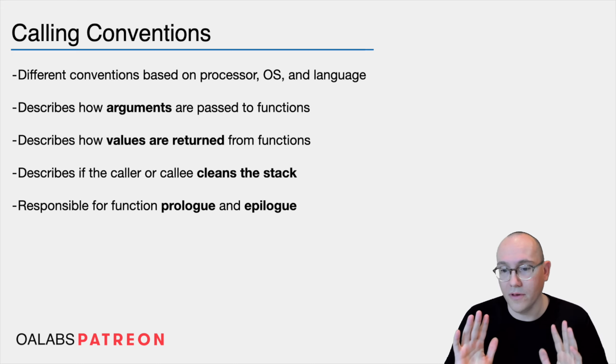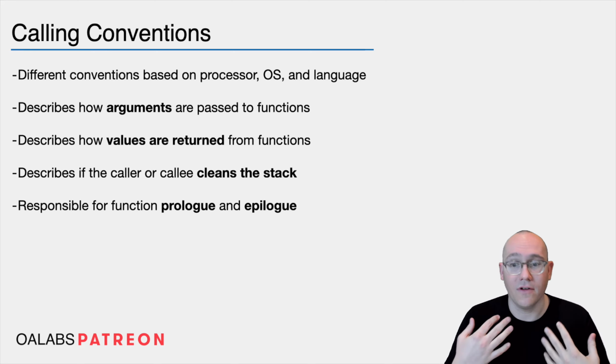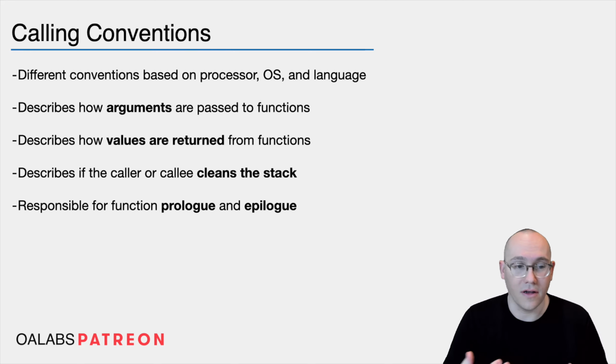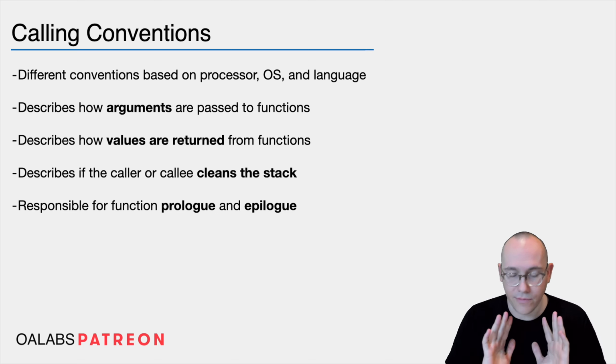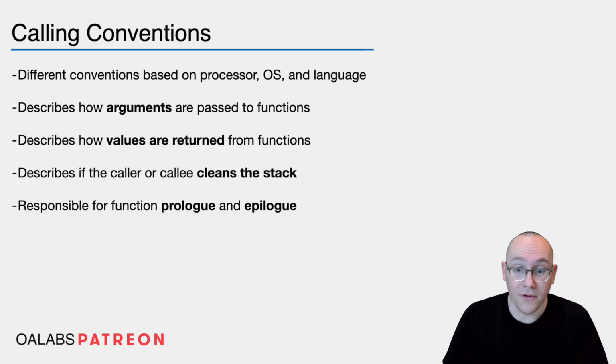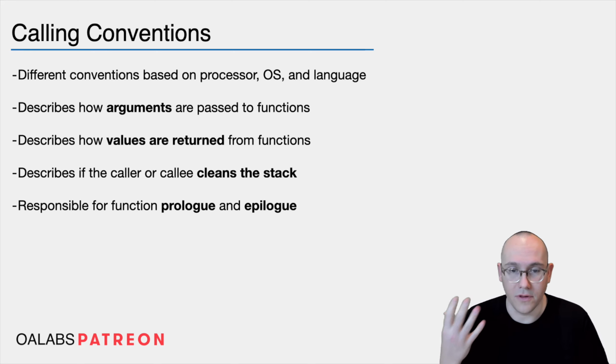If you aren't super familiar with how the stack works, calling conventions are a good place to get started, because they have such an impact on how the stack is manipulated in the assembly code that you'll be reverse engineering. So it's good to understand these upfront before you really get into reverse engineering. It's going to help you a lot when you're trying to make sense out of code that you're looking at.